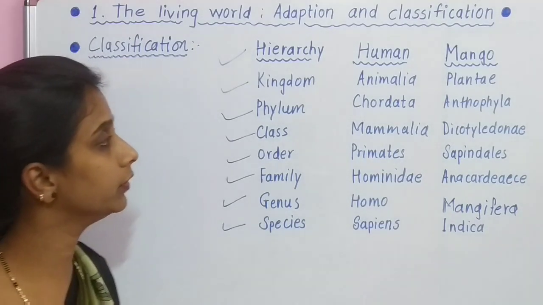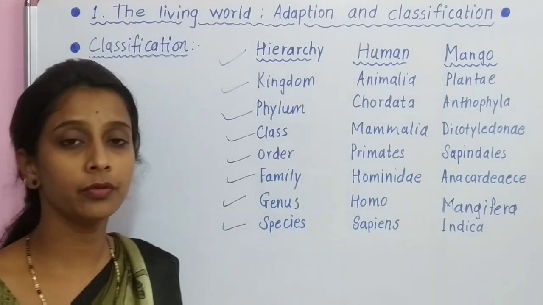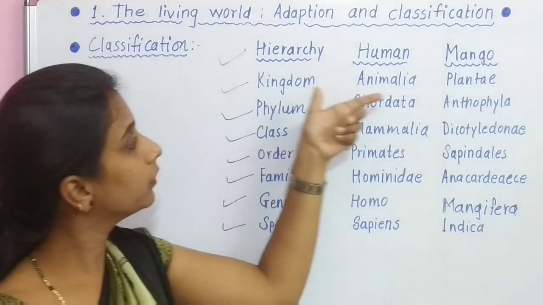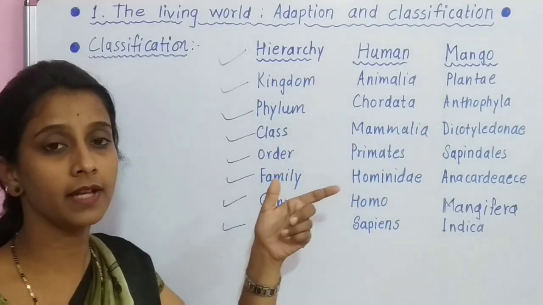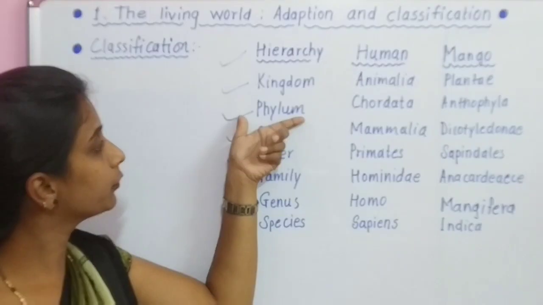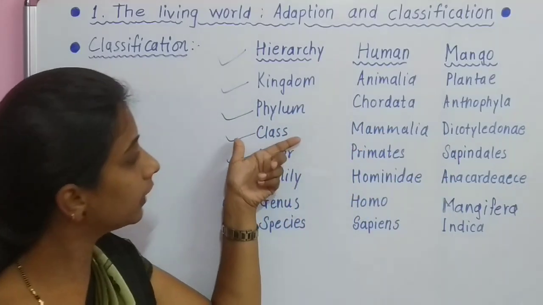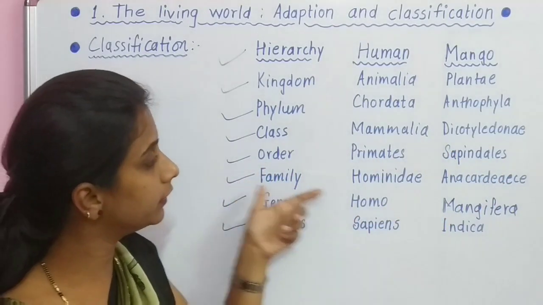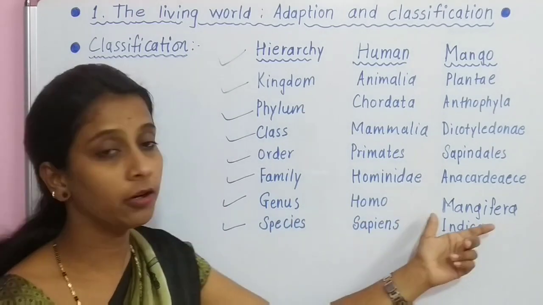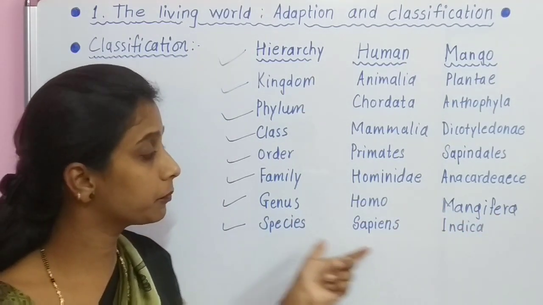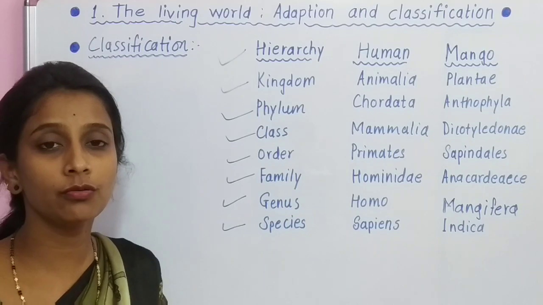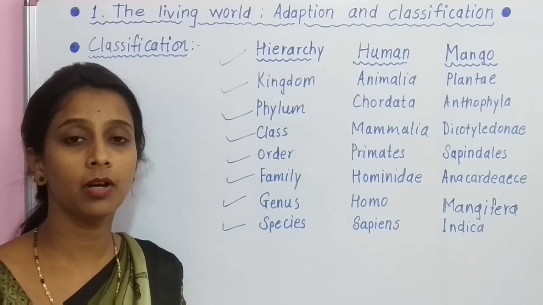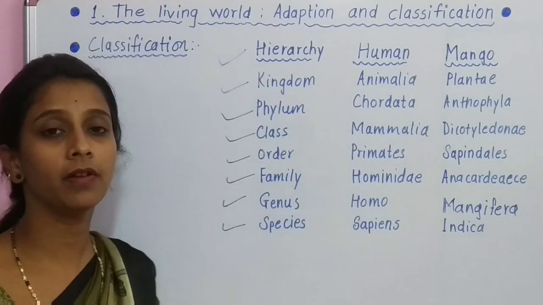Now one more example we will see here, that is mango. Mango is a plant, so its kingdom is Plantae. Phylum is Anthophyta, class is Dicotyledon, order Sapindales, family Anacardiaceae, genus of mango is Mangifera, and last, species is Indica. Now students, in this way every living organism is classified using these levels of hierarchy.